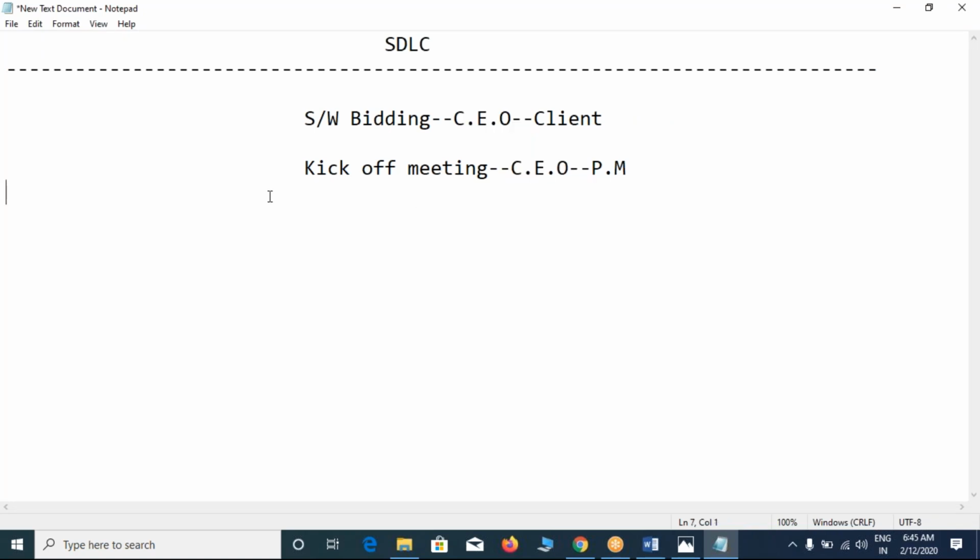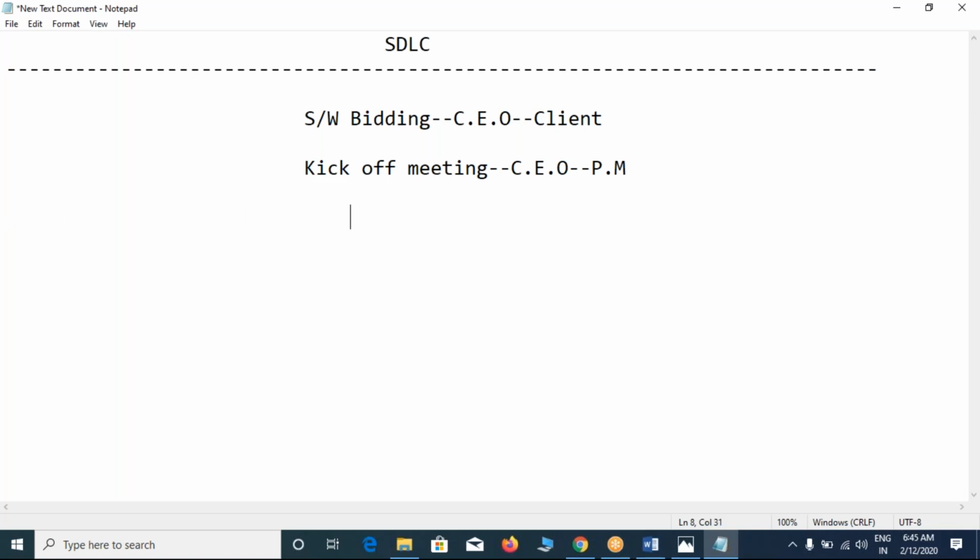Once the project manager is selected, he wants to inform the team members, because the project manager alone cannot implement the project. Under the project manager, development team members will be there, testing team members, hardware team members, and network design team members. Whenever the project manager is confirmed for the project, first of all he wants to share the information with all team members. Are you clear on my point? How will he share the information?